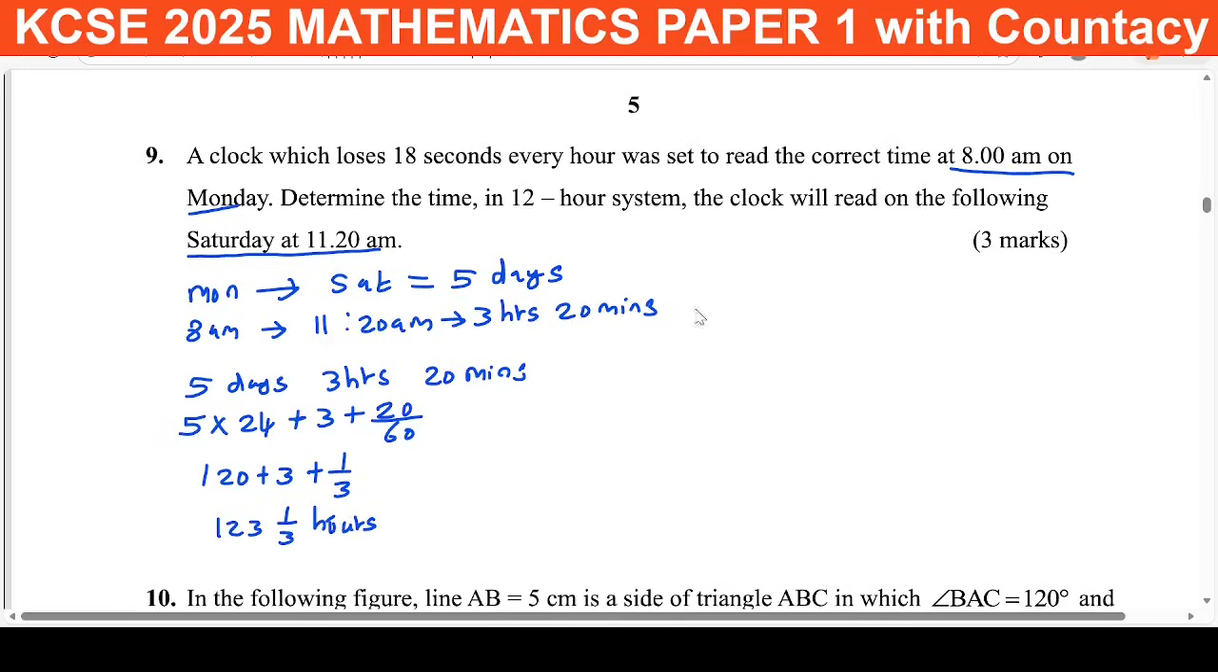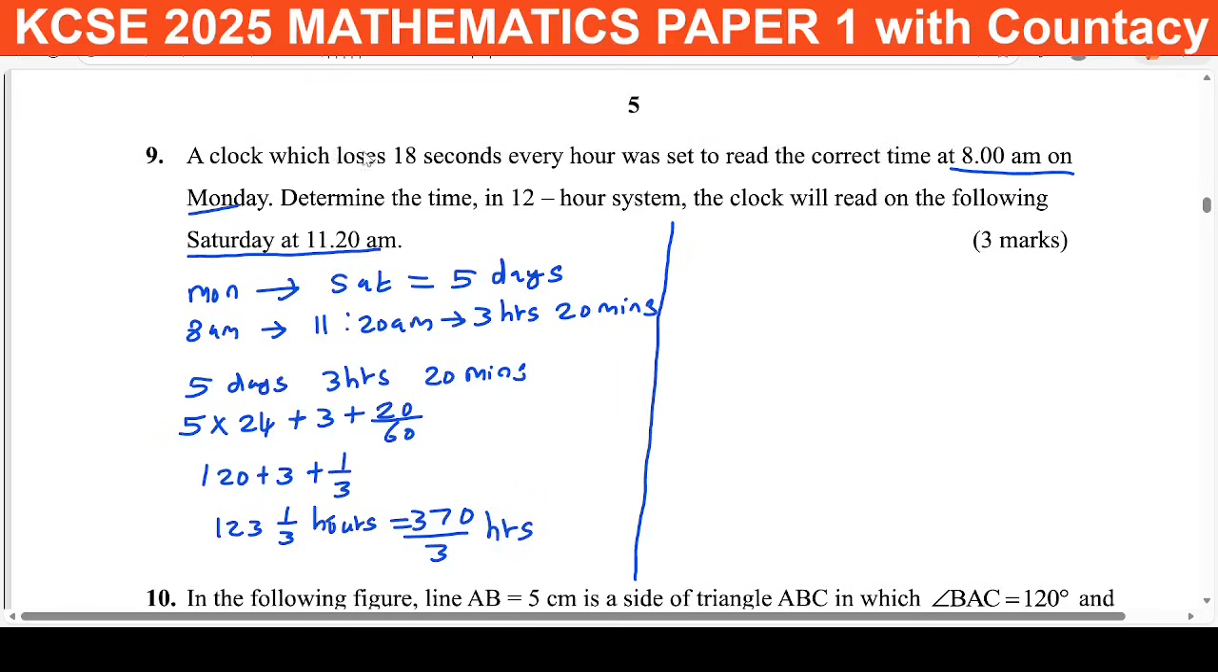Right now it becomes quite easier to deal with because we now have it in terms of hours. Therefore, from Monday 8 a.m. to Saturday 11:20 a.m., the time that has really passed is 123 and 1 over 3 hours. Actually, we can convert this one to an improper fraction where we have 123 multiplied by 3, that's 369, plus 1, that's 370 over 3 hours.